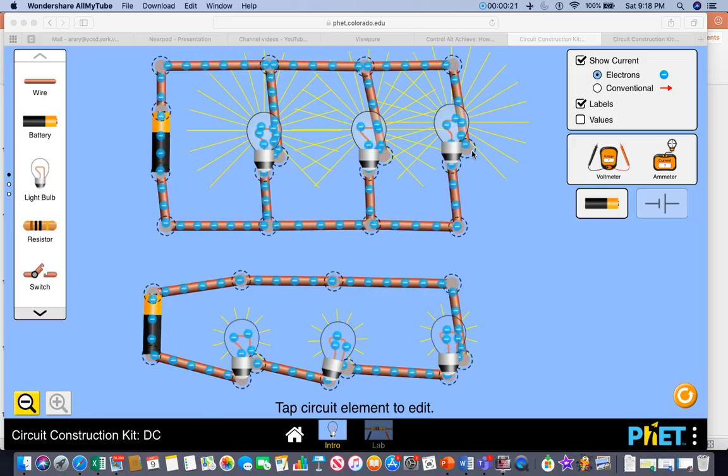Let's look at a couple of the differences. In the parallel circuit at the top, look how much brighter all the light bulbs are. That's because the electrons are able to travel from the battery to each light bulb. So it's like we have one loop here getting the full voltage from the battery. It's like we have a different loop from the battery straight to this second light bulb. And then we have almost a third separate loop here.